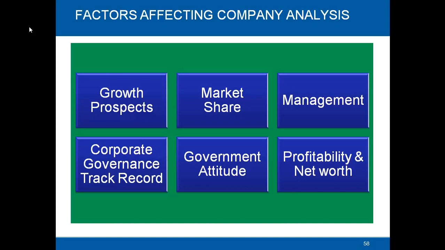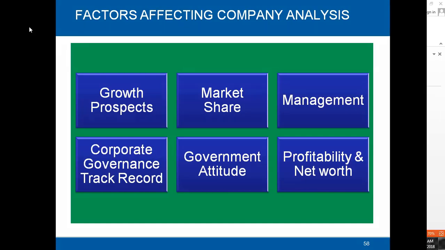Then we talk about the government attitude towards the company. And finally, the profitability and net worth of the company. What are the future prospects in terms of profitability, in terms of operating margin, in terms of its assets and liabilities? How is the company financed? Is the company relying more on debt, or is it a balanced kind of financing, both from debt and equity? So we do all these kinds of analysis while we do a company analysis.